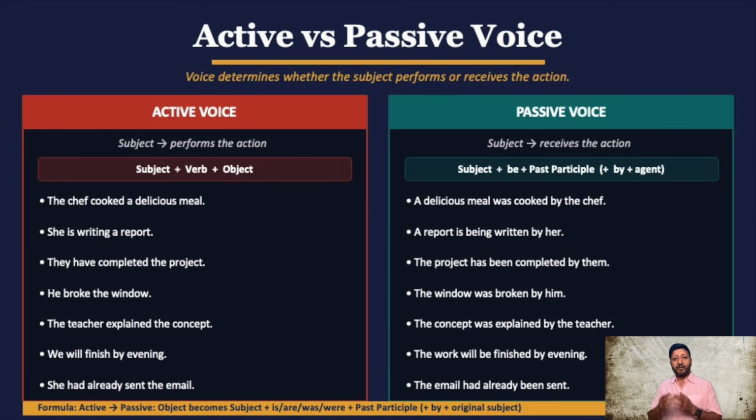How does active become passive? When the object becomes the subject. Let's try and break it down for you. How do you change active into passive voice? In the active voice, you take the object and when you change it to passive, you make the object the subject. How do you do it? By adding is, are, was, or were. Then you put in the past participle. Then you add the word by. And then you add back the original subject.